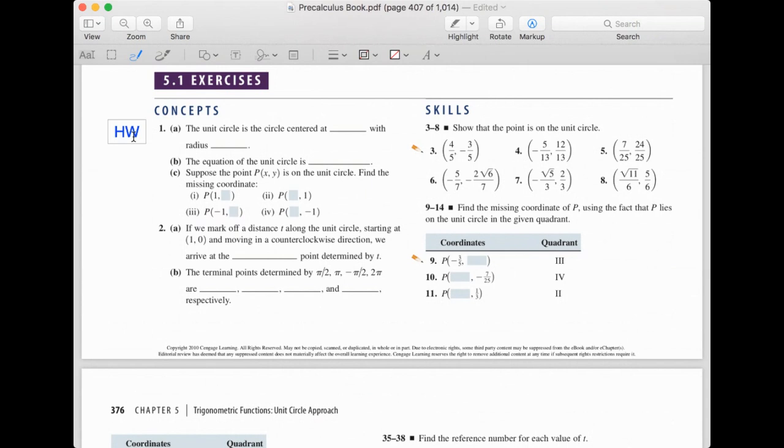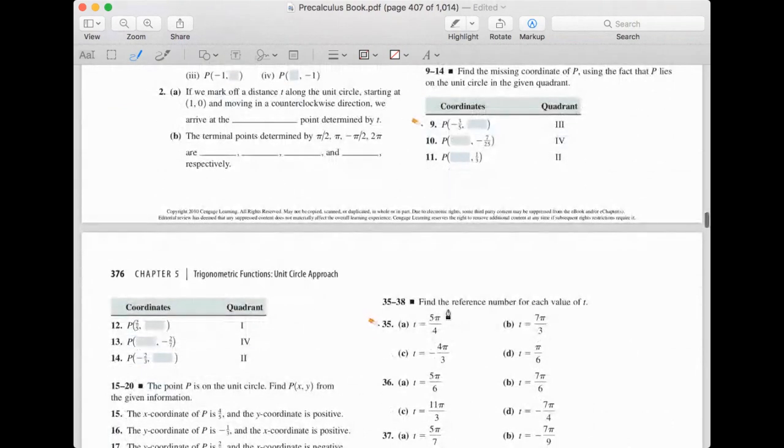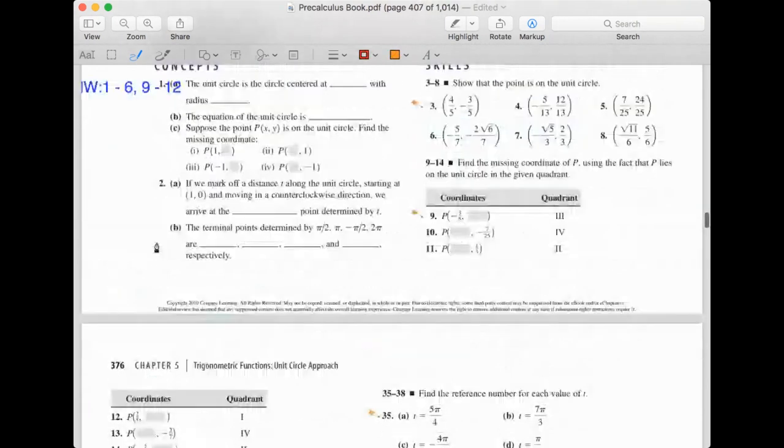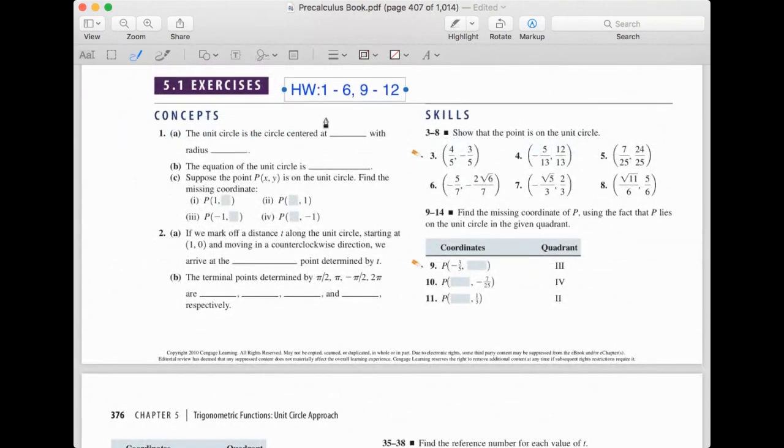Homework 5.1. Let's try to do 1 to 8. Actually, let's do a little less: 1 to 6, and 9 to 12. That makes 10 questions. So homework for today is 1 to 6, 9 to 12.